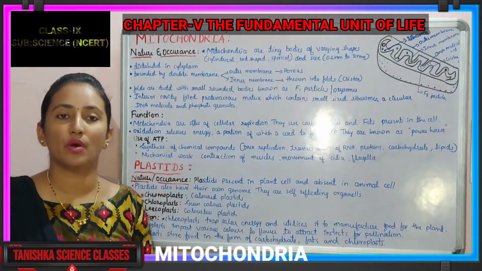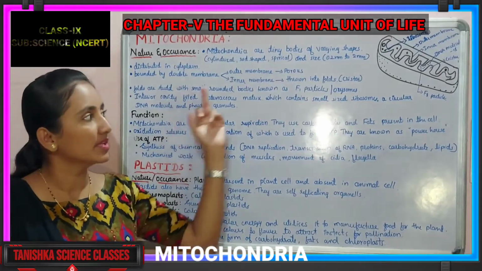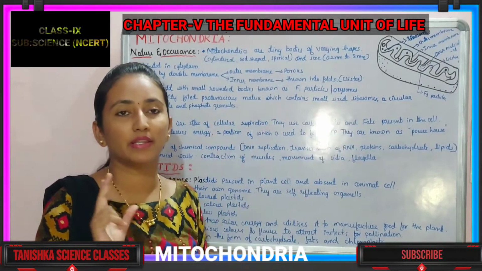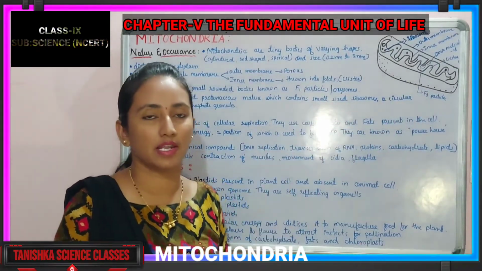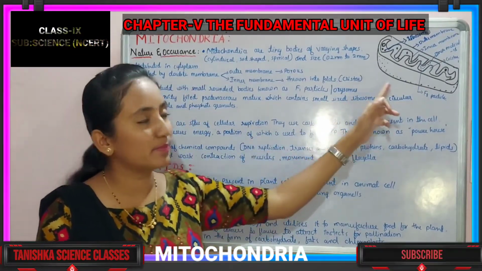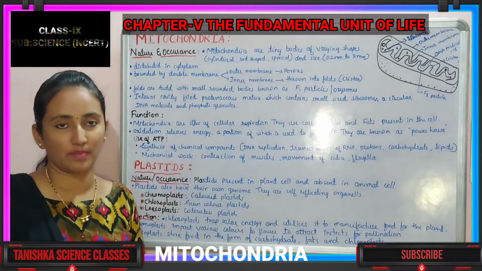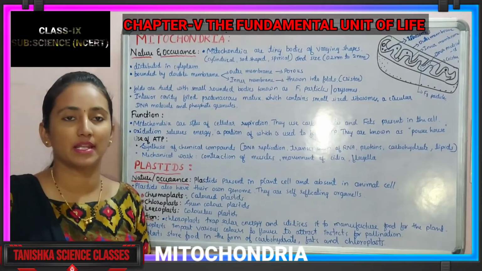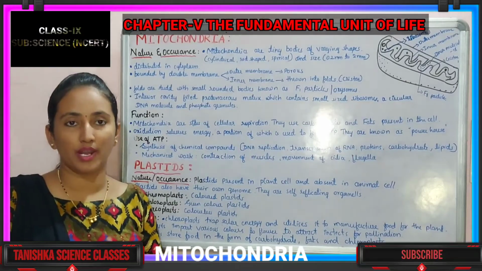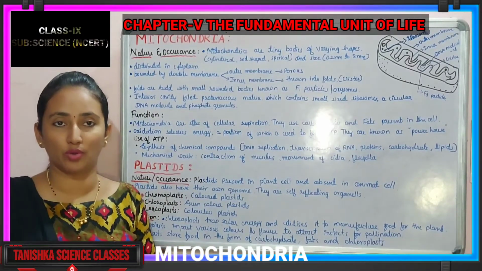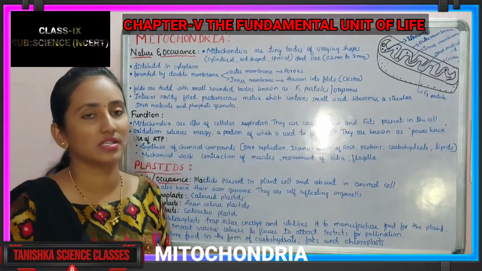Already you know that all the organelles are bounded by membranes. Like all the organelles, this mitochondria is also bounded by two membranes. One is the outer membrane, another is the inner membrane. The outer membrane is porous in its nature. What is the meaning of porous? On the surface of the outer layer there are pores which help to transfer the material from the mitochondria to the cytoplasm and from the cytoplasm to the mitochondria. It helps to transfer the material from one to another. So it's porous in its nature.